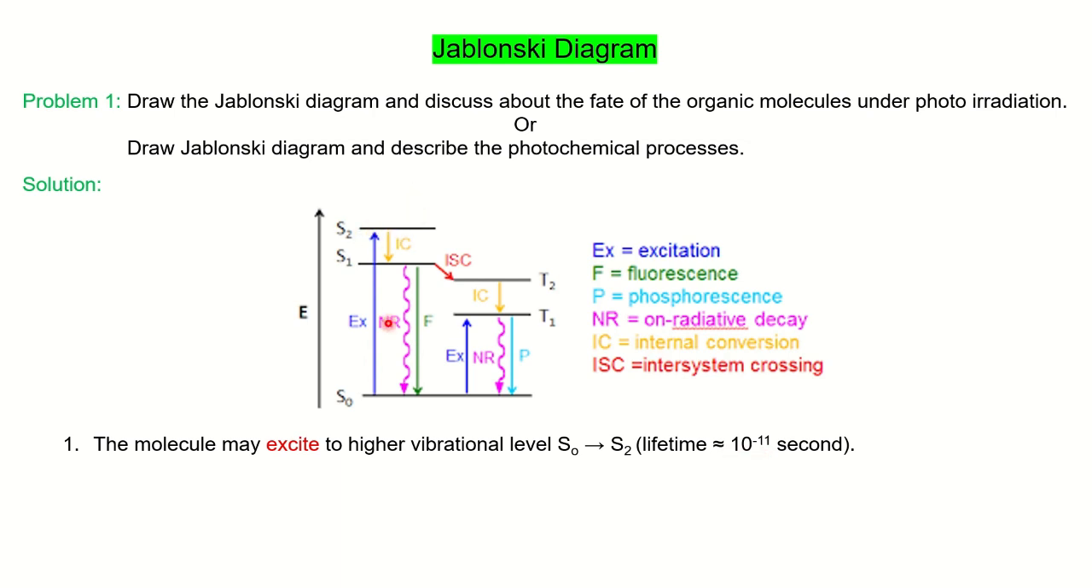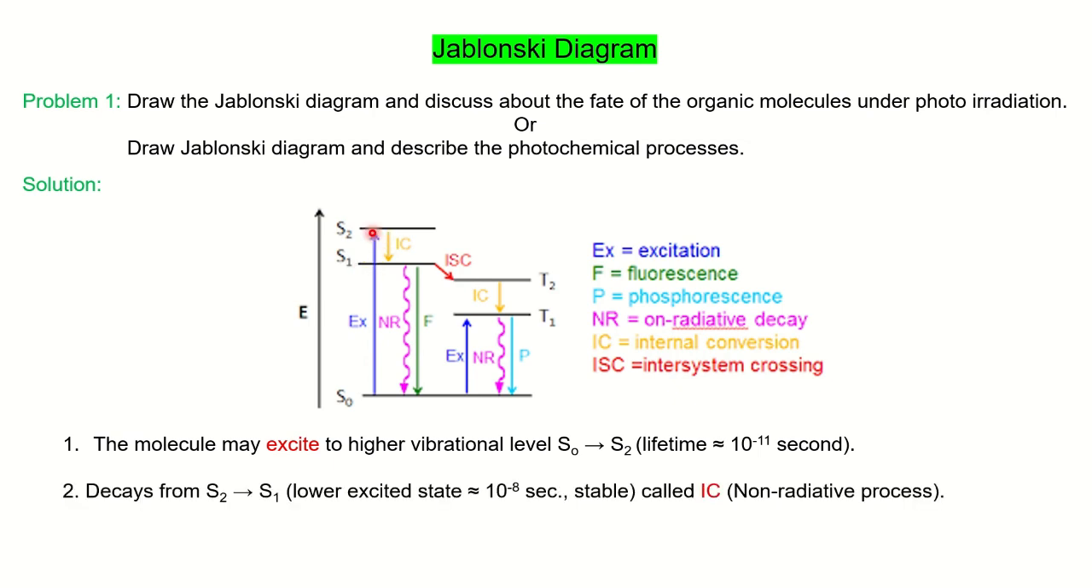So once the molecule reaches S2, it will try to relax itself immediately and will come back to the more stable S1 lower excited state. So the transition from S2 to S1 is called internal conversion, which is a non-radiative process, and the lifetime of S1 is comparatively more, that is 10 to the power minus 8 second. And so you can find the photochemical reactions and other processes from this S1 state.